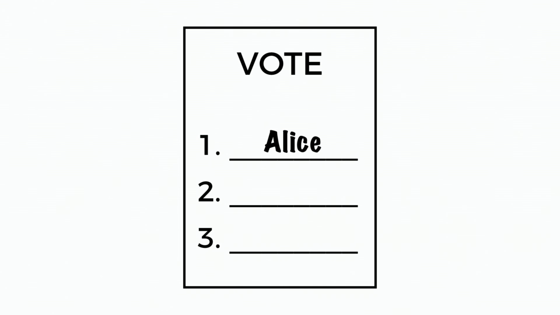One voter, for instance, might want Alice as their first preference vote. But if Alice can't win, their next choice would be Charlie. And if Charlie can't win, their next choice would be Bob. So this is what a ranked preference ballot might look like.